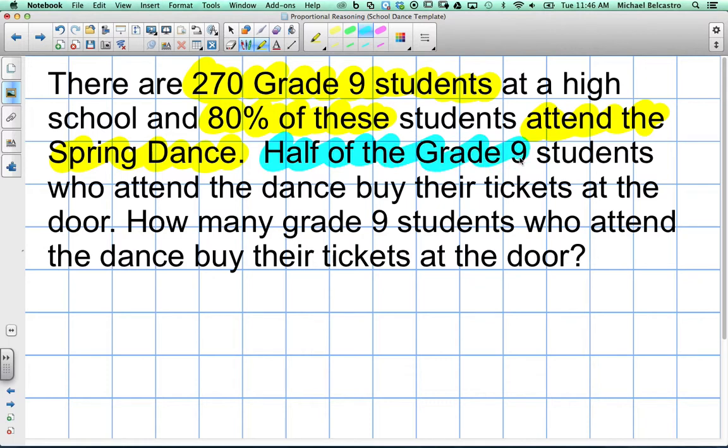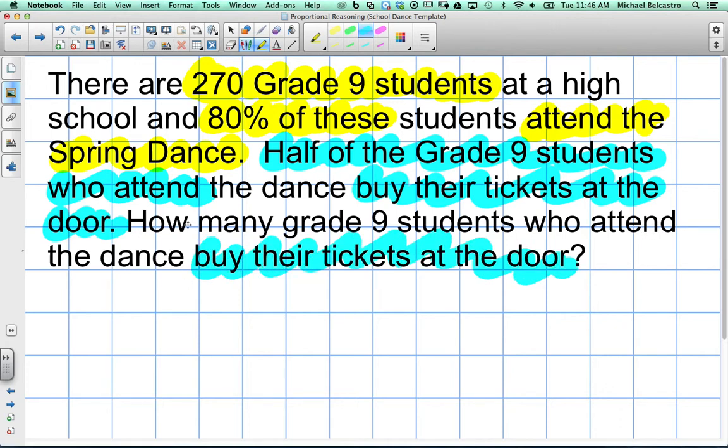Half of the grade 9 students who attend the dance, so who attend, buy their tickets at the door. Buy tickets at door. How many grade 9 students who attend the dance buy tickets at door? How many? A good chunk of this was pretty important stuff. So we're going to focus on the first part right here. We'll call this part 1 and the part we highlighted in blue, part 2.